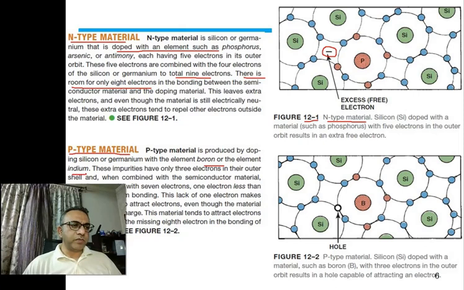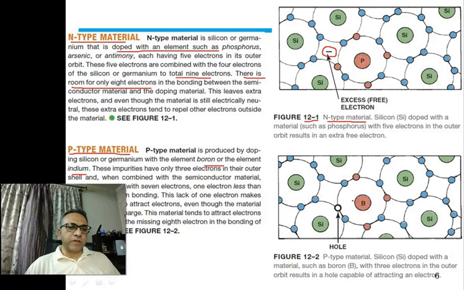These elements are trivalent elements, that is, in boron or indium we will find 3 electrons in the outermost shell. Now when we add them to silicon, what will happen?